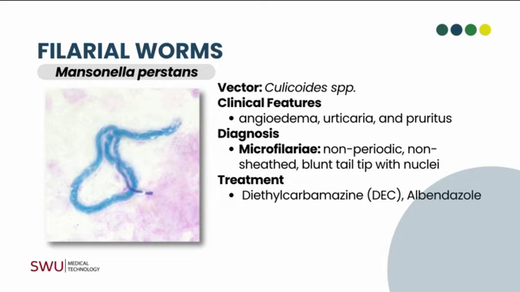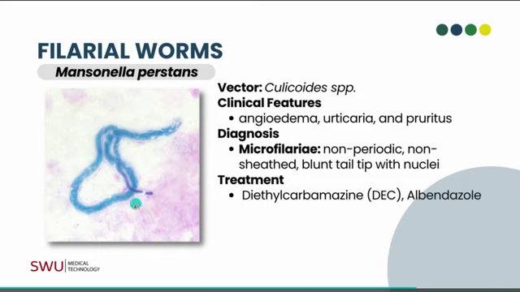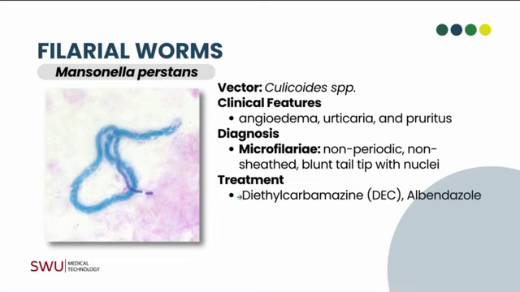For the diagnosis, microfilariae is demonstrated in blood or in serosal effusions. It is non-periodic, it is unsheathed, and it has a blunt tail tip with nuclei. So, the tail tip of this one has nuclei. The adult worm lives in the body cavities of humans, mainly in the peritoneum, less in the pleura, and in the pericardium.